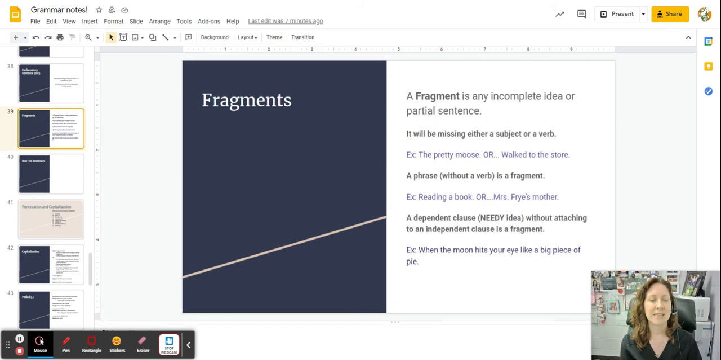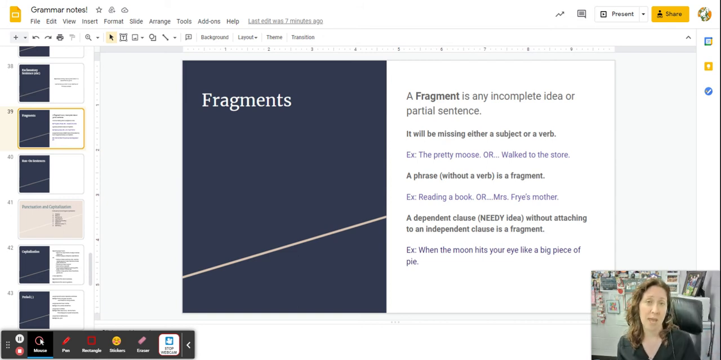The problem is that I said, when the moon hits your eye. Well, when I do that, we're expecting to know what happens. So, what happens after the moon hits your eye like a big piece of pie? It's got to be connected. There needs to be a comma and something else. Without it, it's going to be a fragment.